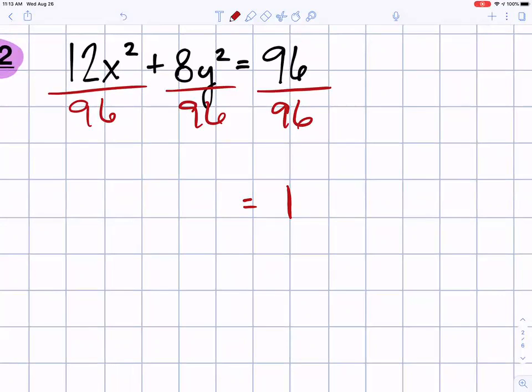And on the left side, we need to reduce our fractions. So forget the variables for a minute, and you should probably even be able to do this one without a calculator. Hopefully you know your times tables. But what is the fraction 12 over 96? How does that reduce? 1 over 8, right? Okay, so then just throw your variable back in there, and now I have an x squared over 8. Plus, how does 8 over 96 reduce? That should be pretty easy now. Yeah, 1 over 12, so that's going to be a y squared over 12.